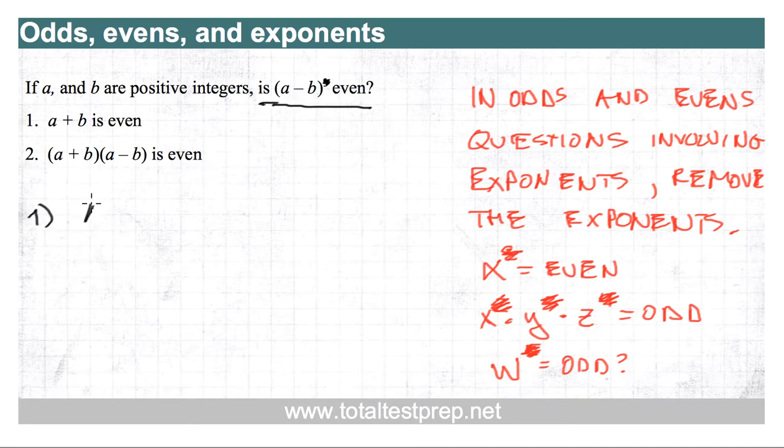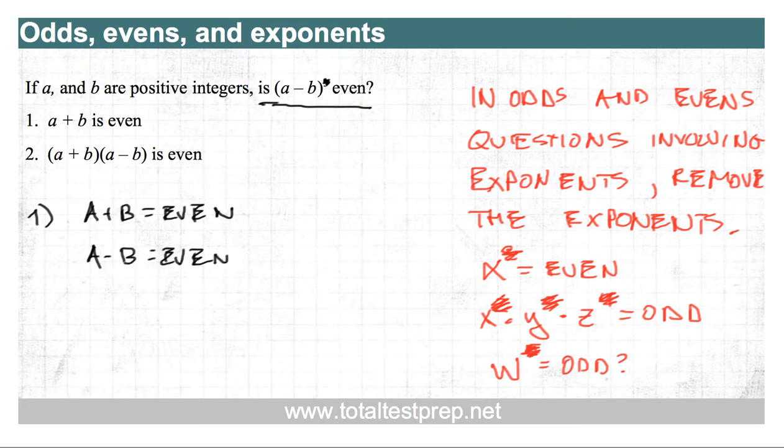Statement number one says a plus b is even. If you remember your properties from one of the previous videos, the properties of odds and evens, the same rules hold for both adding and subtracting when you're dealing with odds and evens questions. So if a plus b is even, that means that a minus b is even as well. So statement one is sufficient.